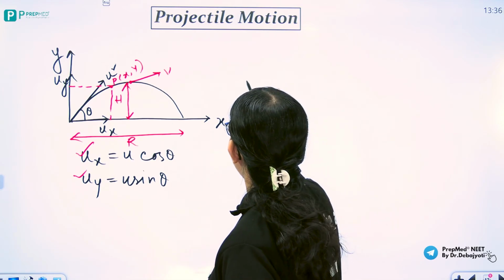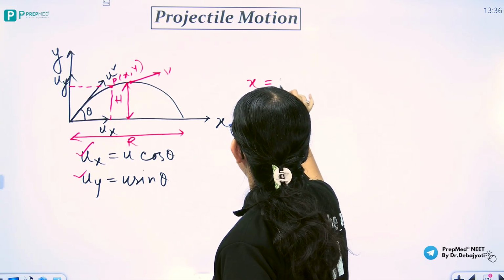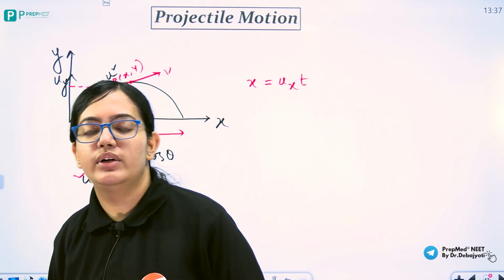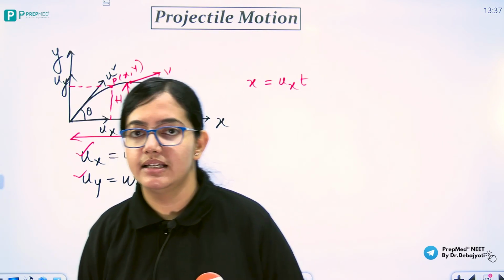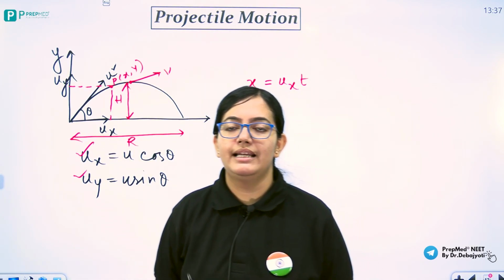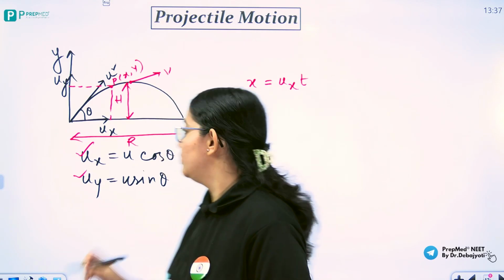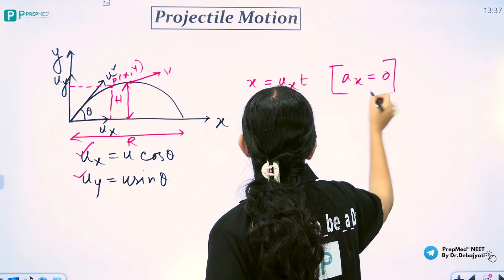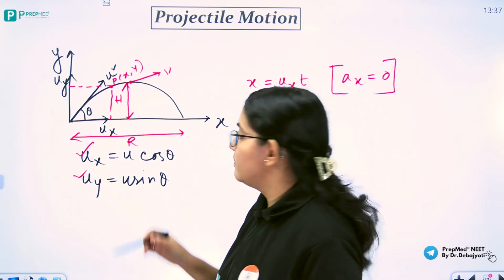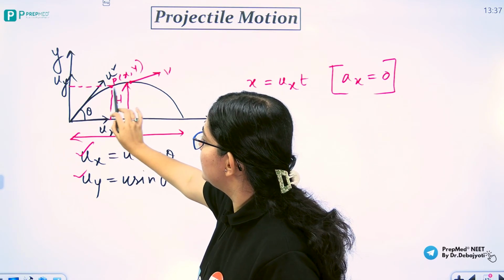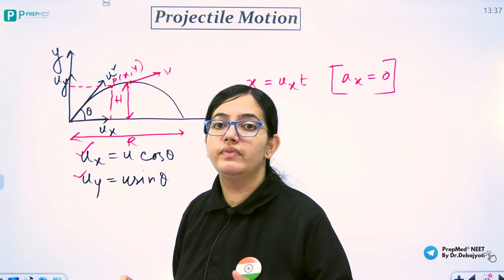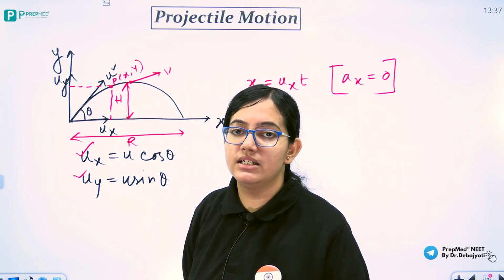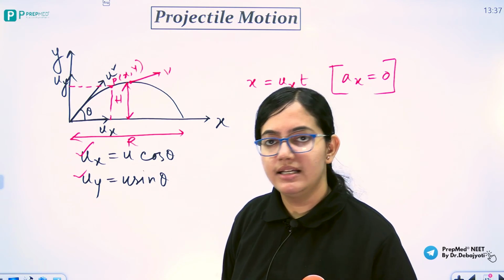So here we can write x equals what? ux into t. Why can we write that? Because here the horizontal acceleration is 0, so we can write ax equals 0. Why is ax 0? Because here the object is moving in this direction with uniform velocity. ux is uniform, it is not changing with time. That is why the acceleration is 0.